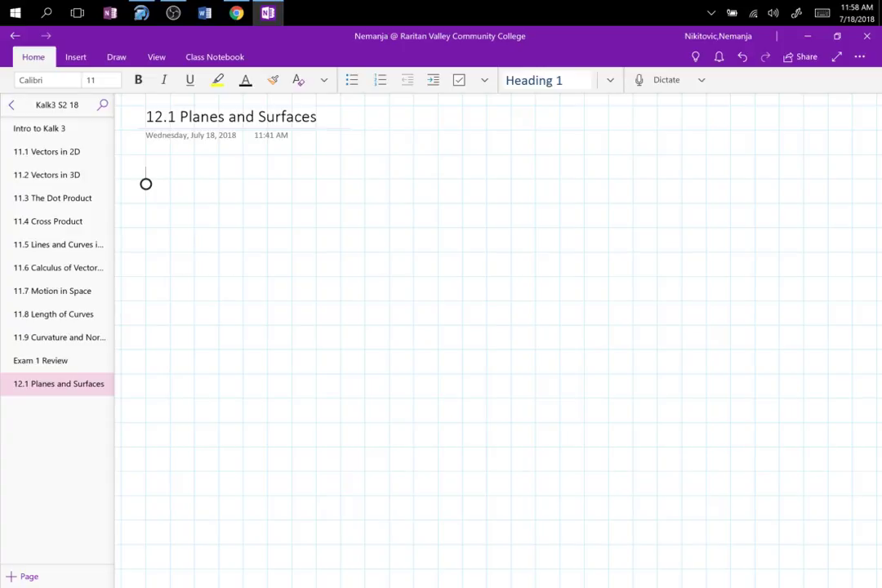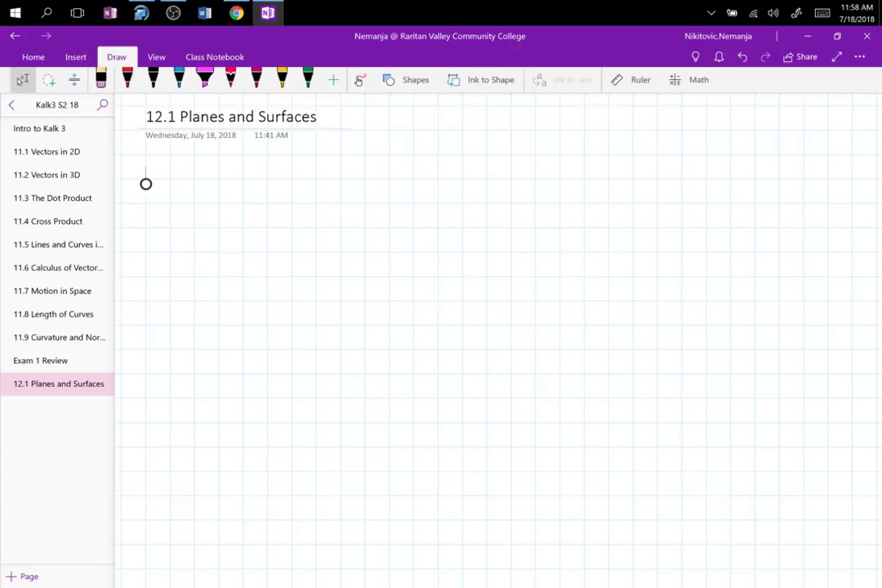But then the plane could be at any angle to any one of these default, let's call them, planes. So what should I do about that? Well, let's first write the definition of a plane. And then we'll go from there.